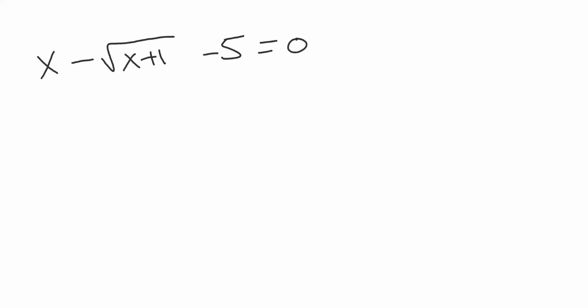So our first example, x minus the square root of x plus 1 minus 5 equals 0. This is a radical equation because we have that square root in there. And remember, solving radical equations involves isolating the radical and then raising both sides to the power of the index. In other words, we need to get that square root on one side and then square both sides. So I'm going to move that square root to the right by adding square root of x plus 1 to both sides.